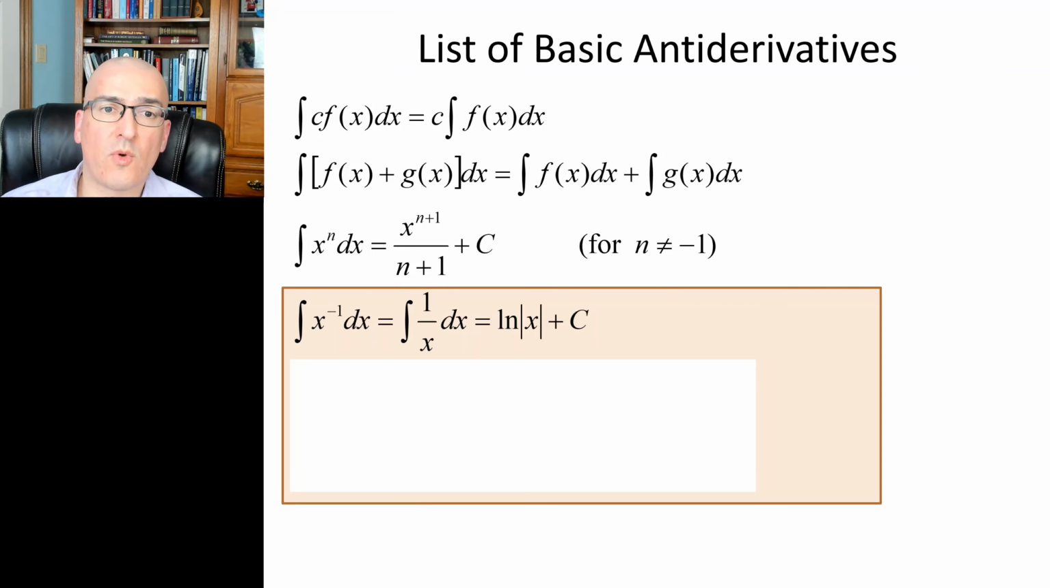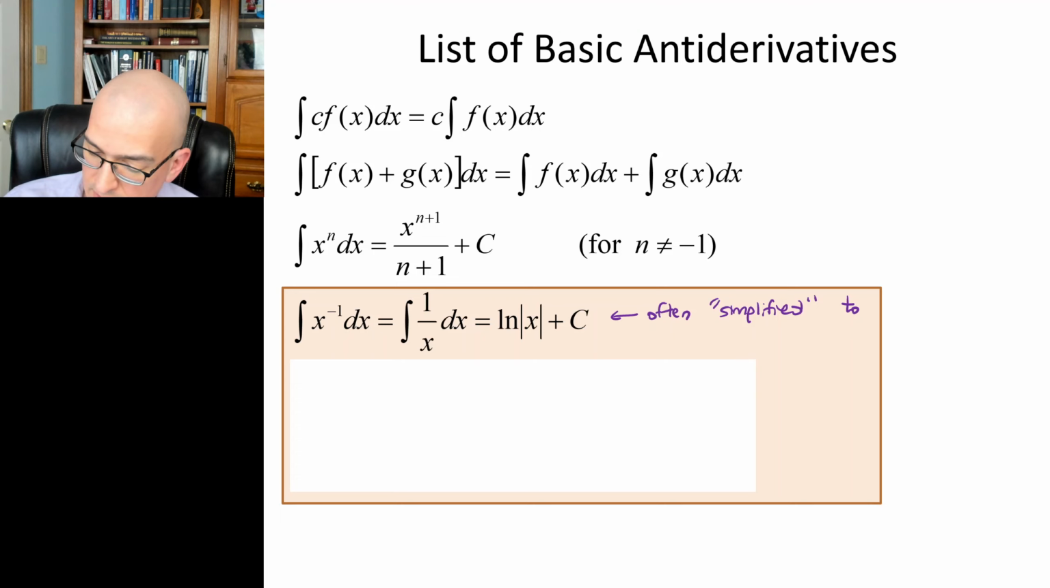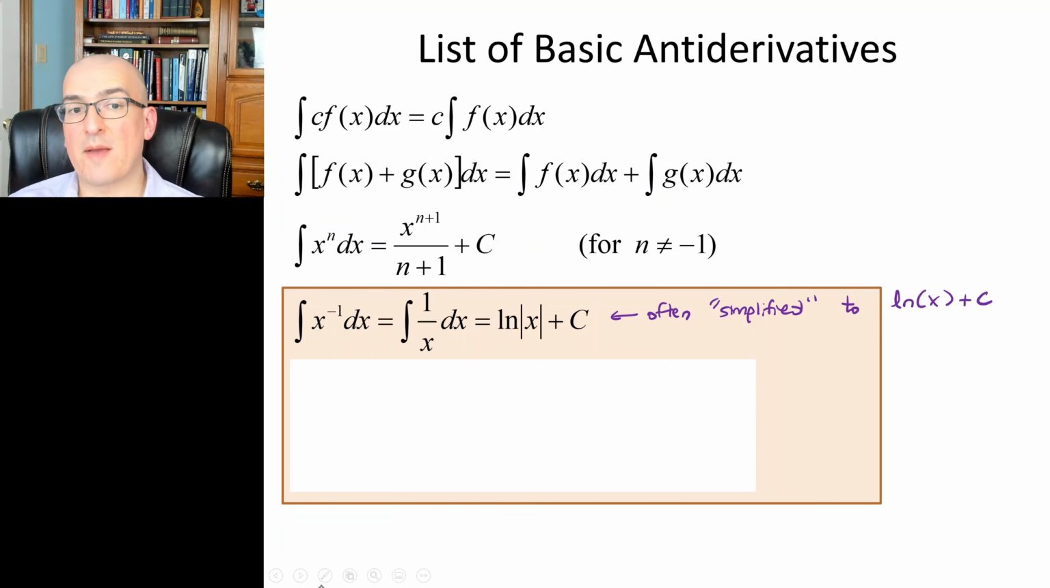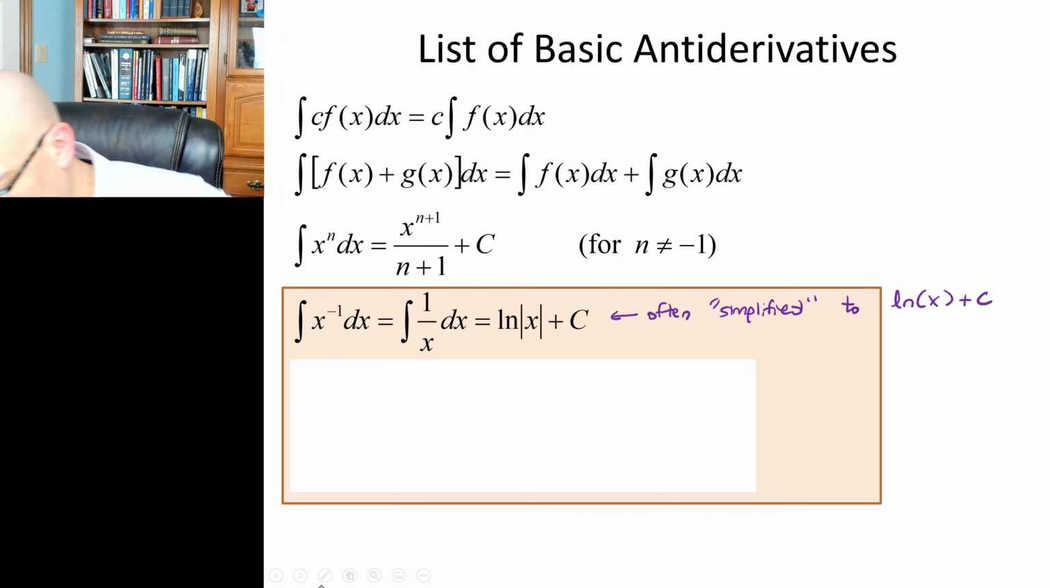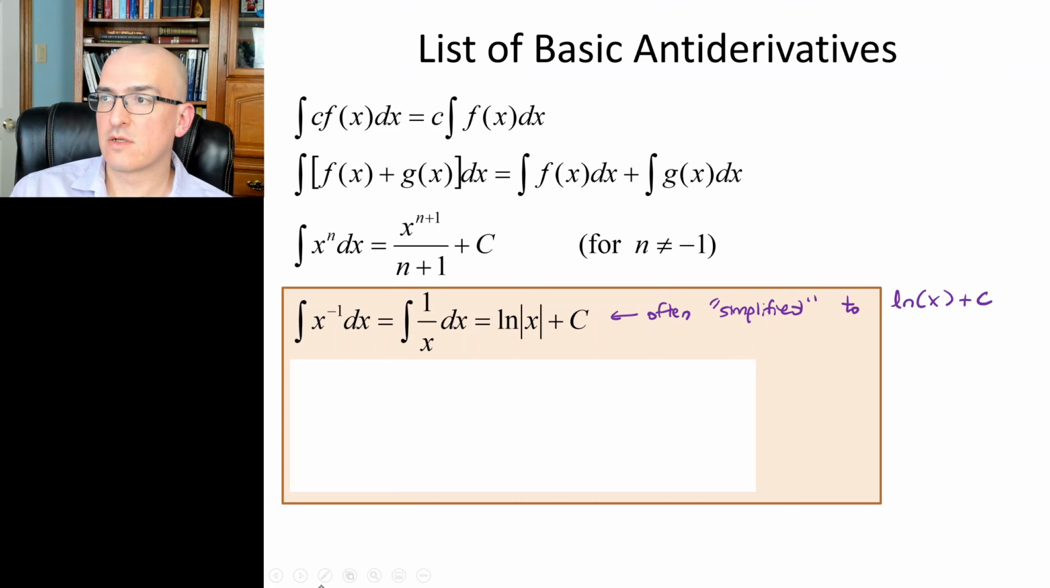We're going to talk more about absolute value functions. This is often simplified to ln of x plus c. So dropping the absolute values. The most general answer, the one that is correct, contains the absolute values.